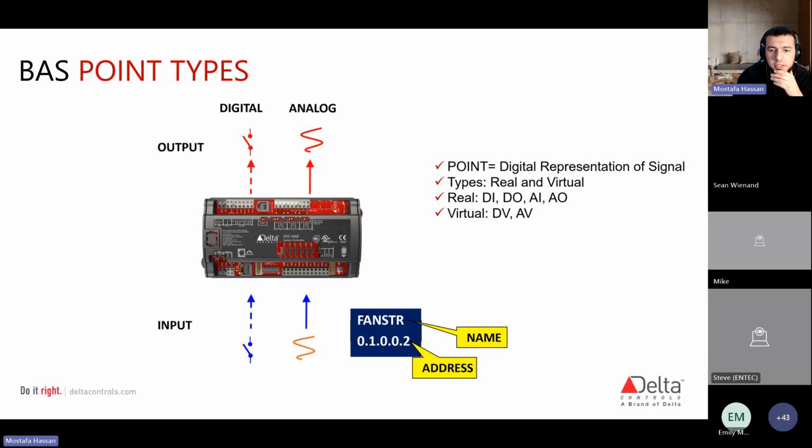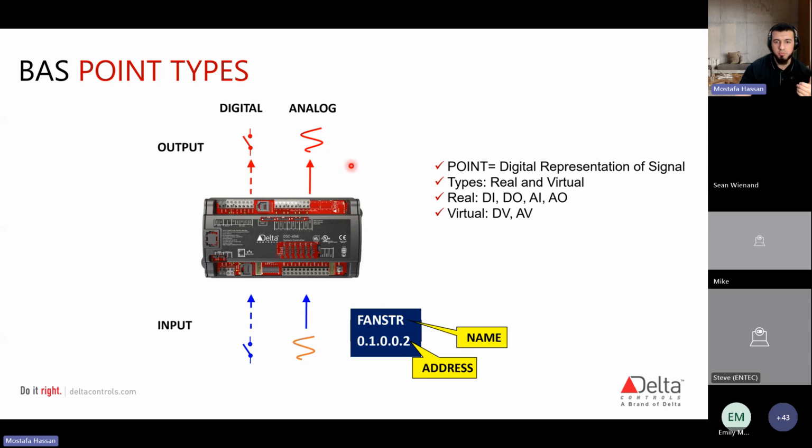Same with outputs, right? When a microprocessor or digital controller wants to output a signal to a valve or actuator or relay, the signal is converted to an electronic signal that the field device will understand, right? So back to the different types of points: hardwired or real points, and then you have software and virtual points.